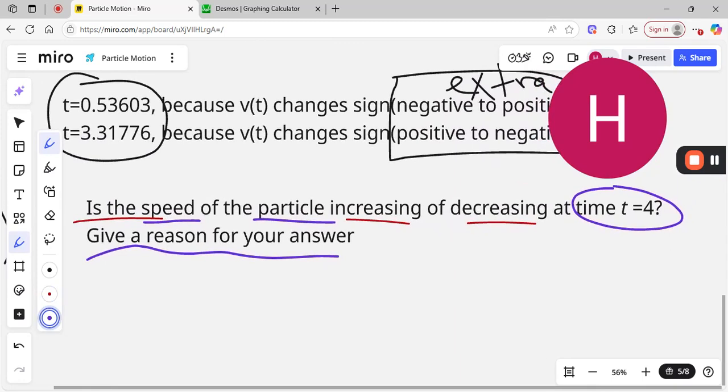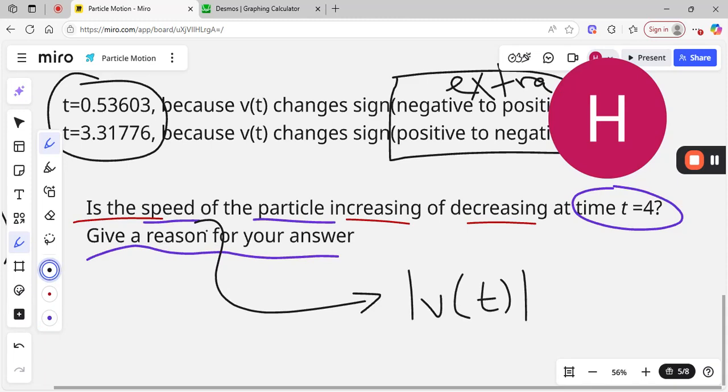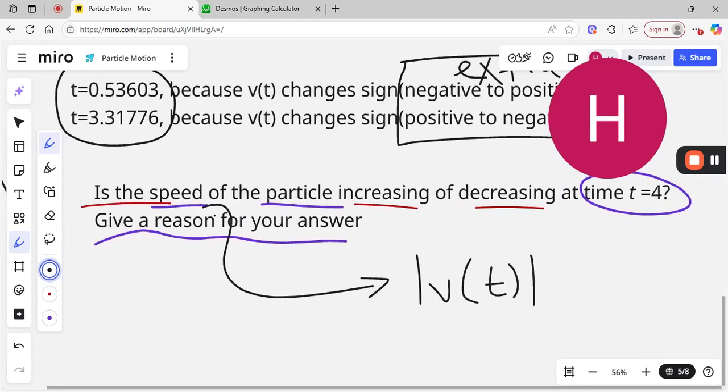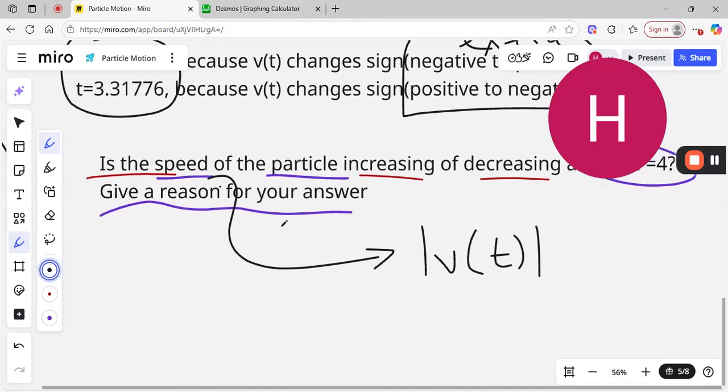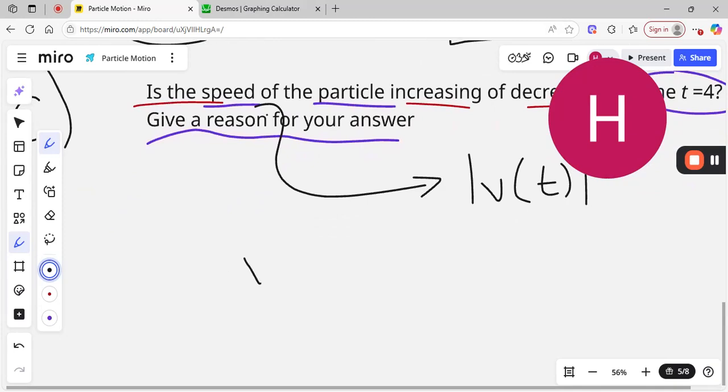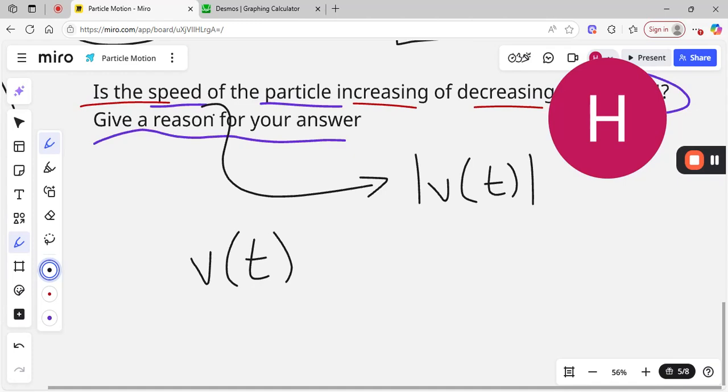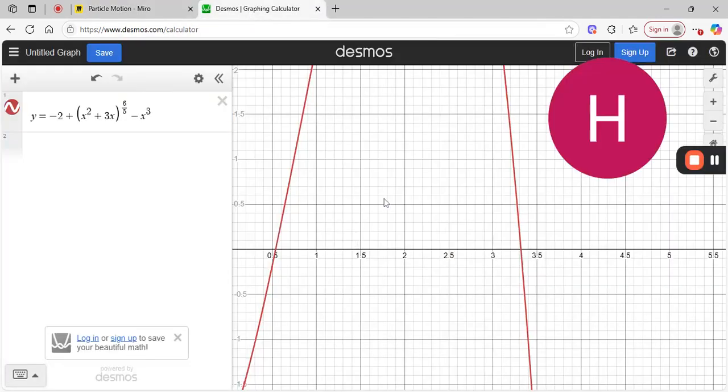Give a reason for your answer. Again, this is a great time to use calc or math understanding of what speed is represented by. Speed, again, is represented by the absolute value of the velocity. So we just want to know if that is going up or if that is going down at t equals 4. So you can simply graph the absolute value. If you didn't have that little trick and you just have the graph of the velocity, you could also determine this by whether or not it's going closer to 0 or away from 0. So let's analyze it in that sense.